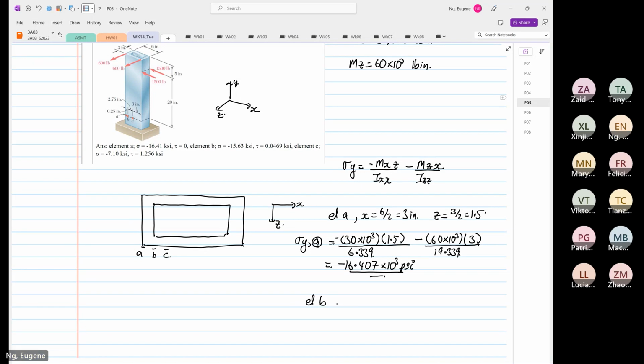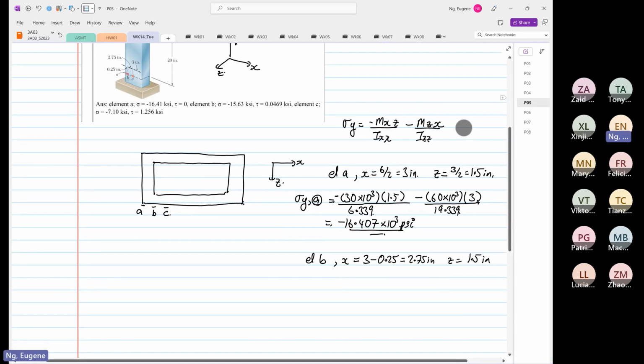Then the next one is we want to find point B, element B, normal stress. So element B, there's an offset of 0.25, right? So it's equal to 3 minus, in the x direction, 0.25. It's 0.25. So it's equal to 2.75 inch. And then the Z distance for A, B, and C are the same. It's 1.5 inch.